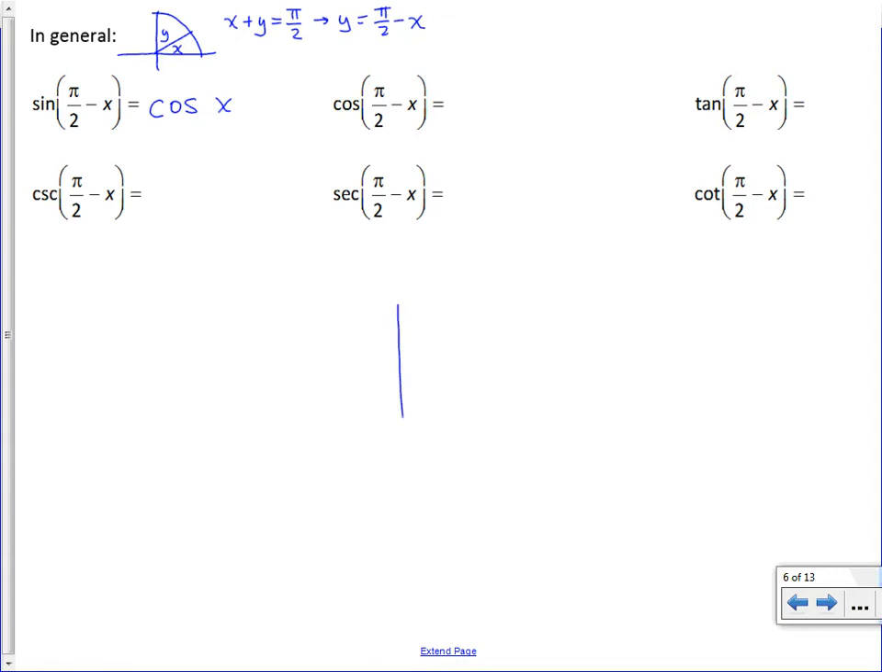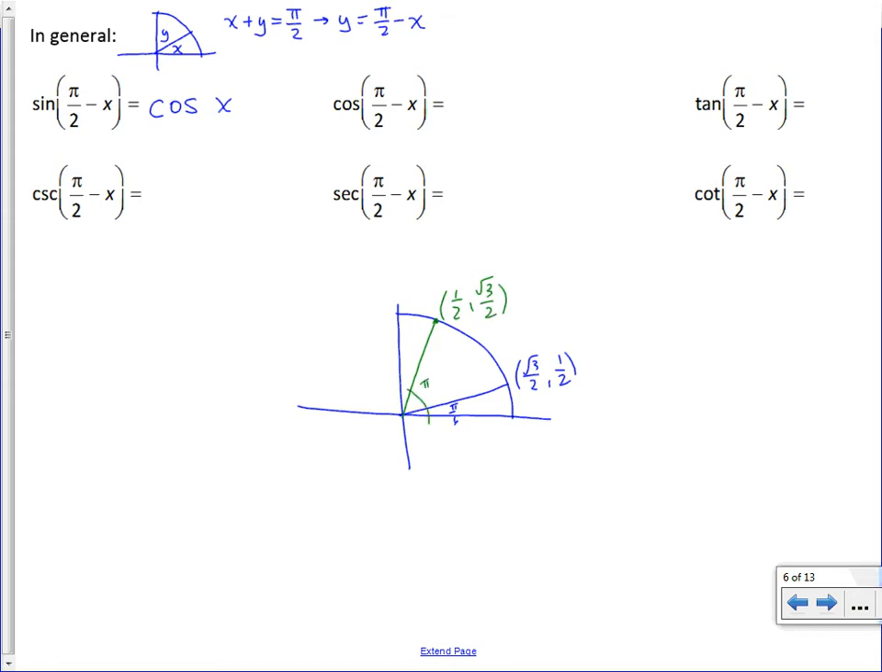Okay, let me try again. Let's do an example. So here's my unit circle, or corner of the unit circle. Here's pi over 6, and it has root 3 over 2 and a half. Here's pi over 3, right? Half and root 3 over 2.